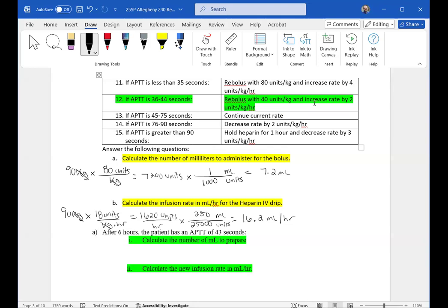So I'm going to take my same patient, same weight, 90 kg, times now 40 units per kilogram. And that's going to give me 3,600 units. And then I'm going to convert units to milliliters, again, using my bolus dose strength, which is 1,000 units per milliliter. And so I'm going to get 3.6 milliliters, which is exactly half of 7.2.